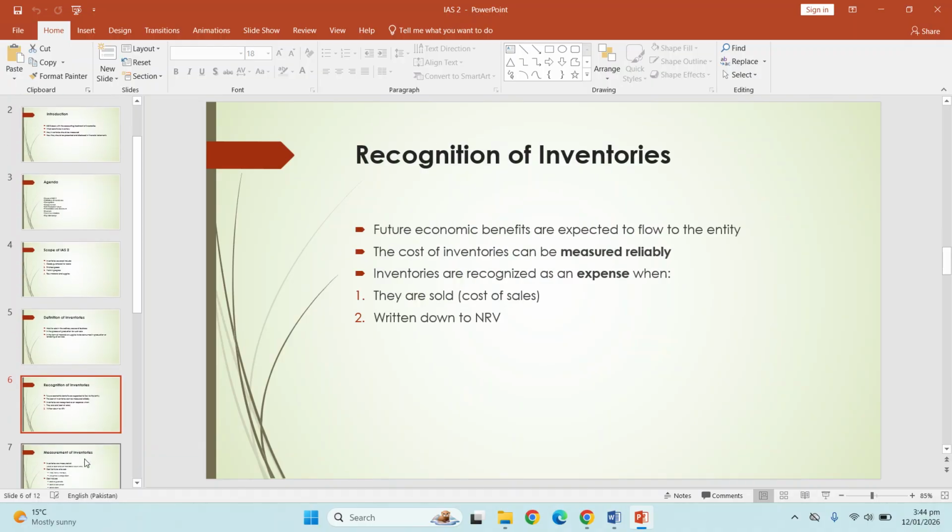Moving to the next slide, that is the recognition of inventories. Inventories are first recognized as an asset when it's probable that future economic benefit will flow to the company and when the cost can be measured reliably. Later, inventories are recognized as an expense either when they are sold, basically this is the cost of sales, or when their value falls below the cost, that is NRV.